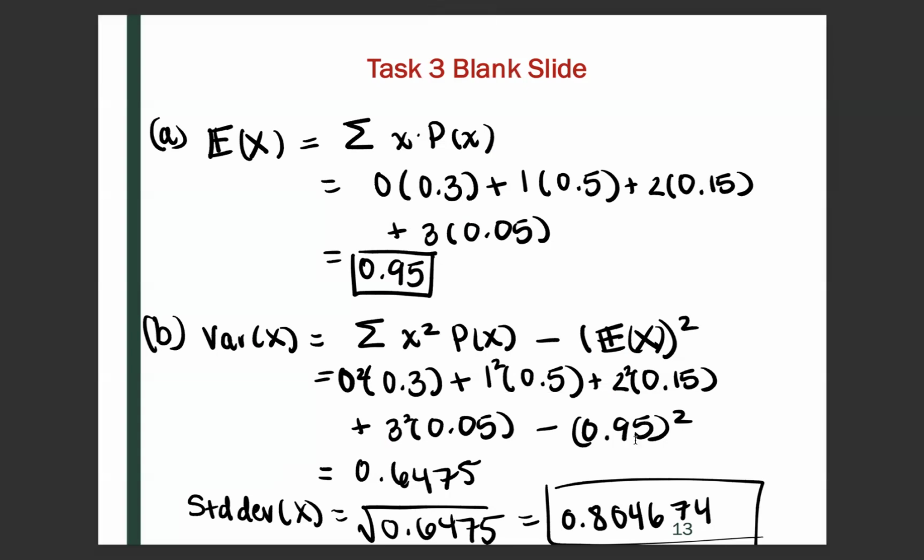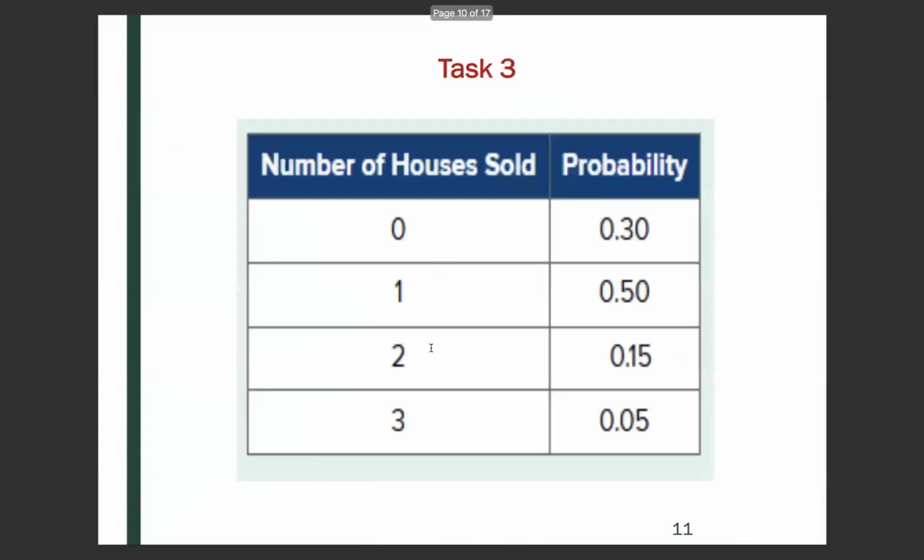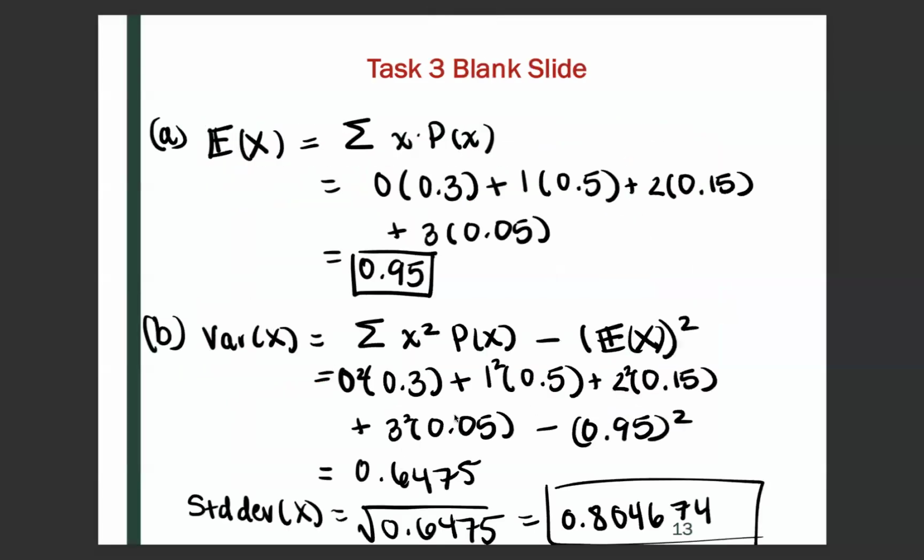So we'll square that. But first, now we have to do x squared times that probability. So that's going to be 0 squared times 0.3, plus 1 squared, which is 1, times 0.5, plus 2 squared times 0.15, and 3 squared times 0.05. So when you simplify, you get 0.6475 once you do that and subtract this expectation squared.